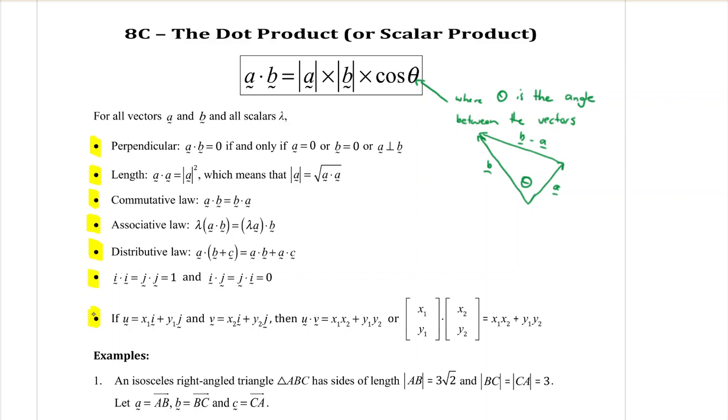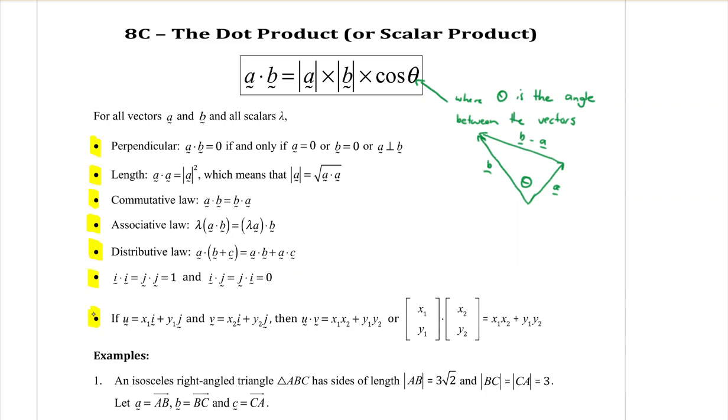Last little dot point. If vector u is x1 times i, which just means some x value, that could be like 2i, plus y1 times j, so it's just a number in front of the j is what the x1 and the y1 represent. And vector v is x2i plus y2j. Then we can multiply those two vectors together.